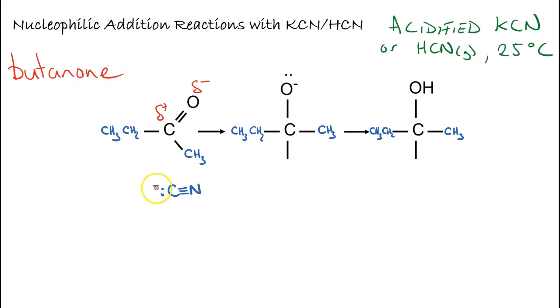The lone pair of electrons again on the carbon attack the carbon, and then the double bonded electrons go on to the oxygen atom. That then bonds the nitrile carbon to the central carbon, and we have a tetrahedral intermediate again with the lone pair of electrons on the oxygen, along with a negative charge. This lone pair of electrons now bonds to a proton, and we form the final product.